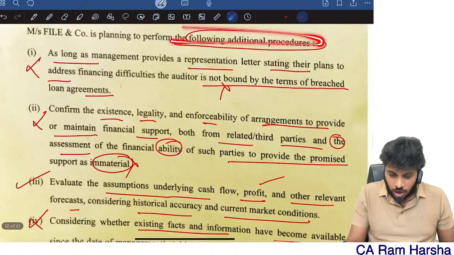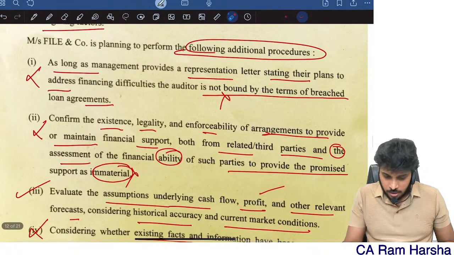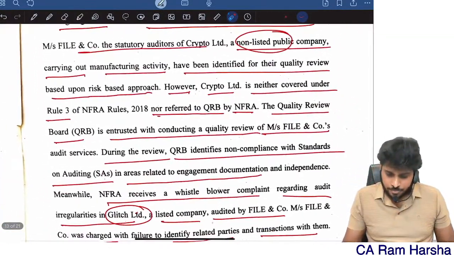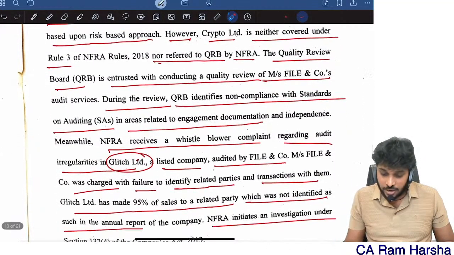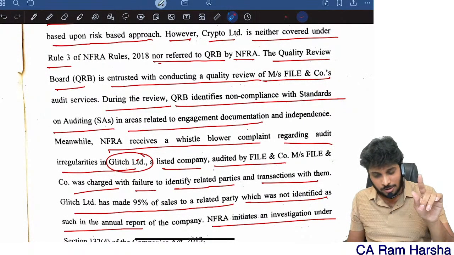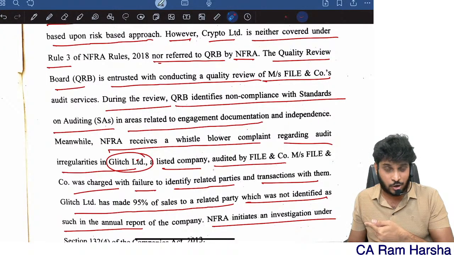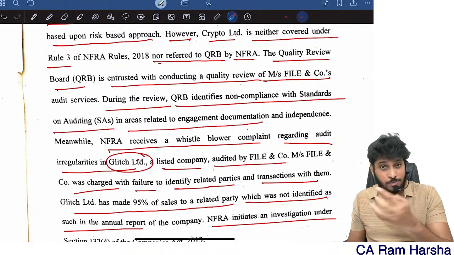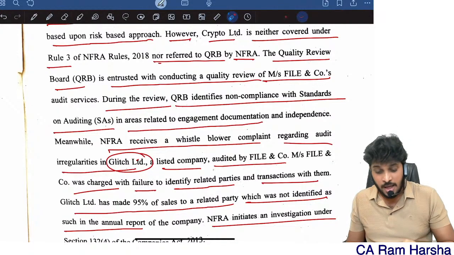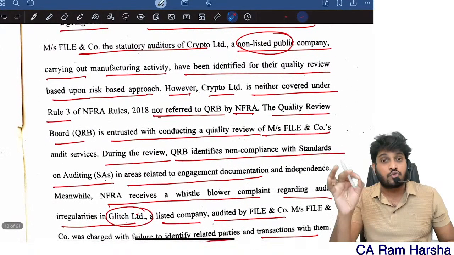What are the following? This is regarding going concern. Planning to perform the following procedures, all regarding going concern. Then it's a non-listed public company carrying out manufacturing activity. Quality review board, NFRA. This is in the quality review chapter, the first chapter, the SQC chapter. A few more questions were already given on that. On SQC this time there is a 4 or 5 marks descriptive question, an engagement partner familiarity threat question, and one more 2 marks question. So from the first chapter, quality control, close to 6 to 7 marks have come.